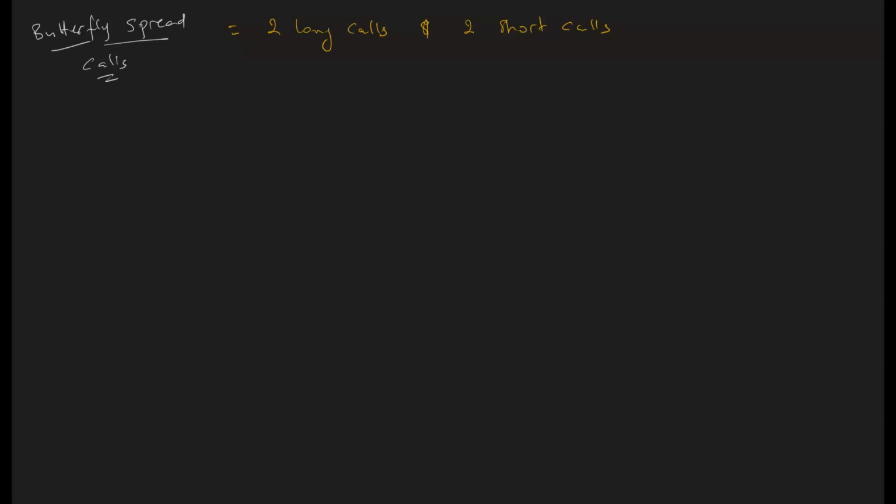Now the trick here is that the long calls that we're going to take are going to have 2 different strike prices. So the first long is going to have a strike price that we're going to call K1. That's going to be our first strike price. And the second long is going to have a strike price that we're going to call, in this case, K3.